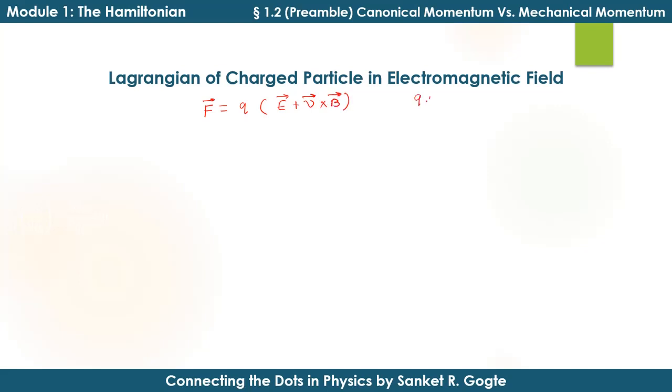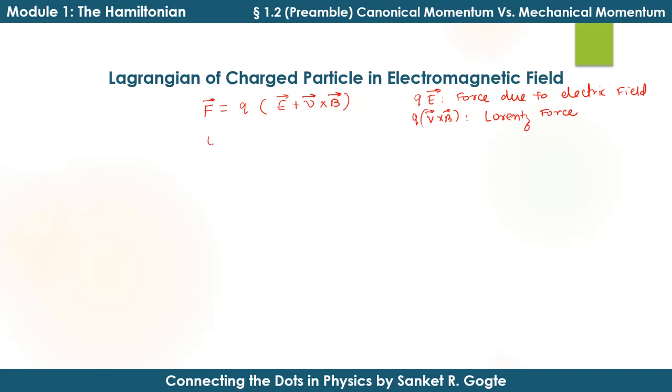This first term QE is basically force due to electric field, and Q into V cross B is Lorentz force acting on the particle as it moves in external magnetic field.